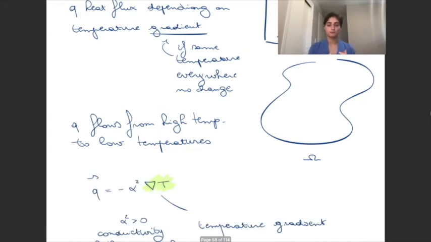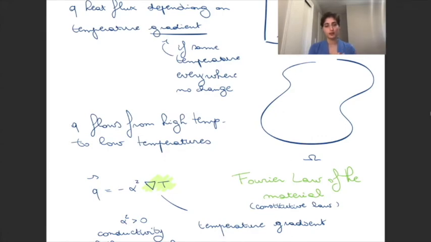So it must be, at its simplest level, equal to minus a positive coefficient times the temperature gradient. This positive coefficient, which I indicated by alpha squared so it's obvious that it's positive, is the conductivity of the material. It kind of indicates how easily the temperature can move. This law here, we call it the Fourier law, and it depends on the material; it is a constitutive law.